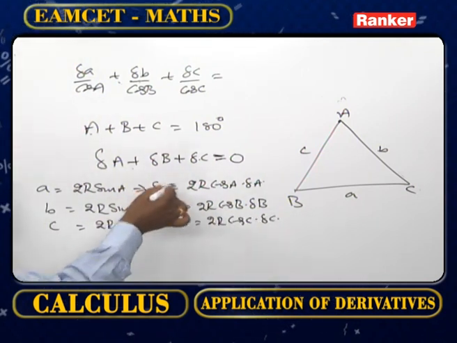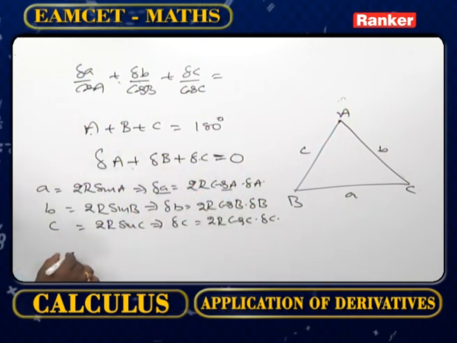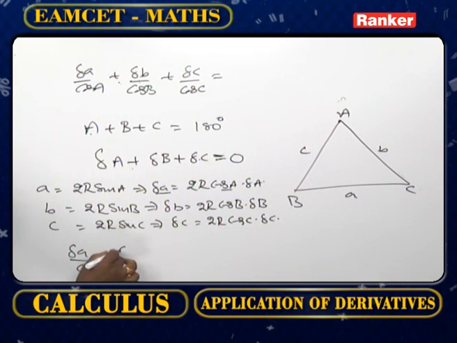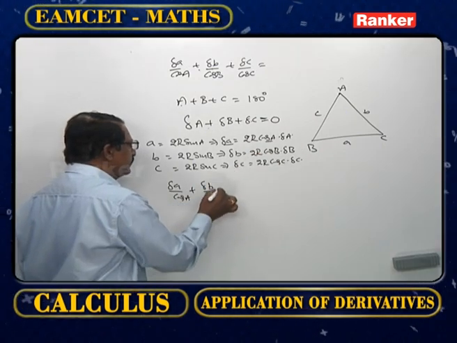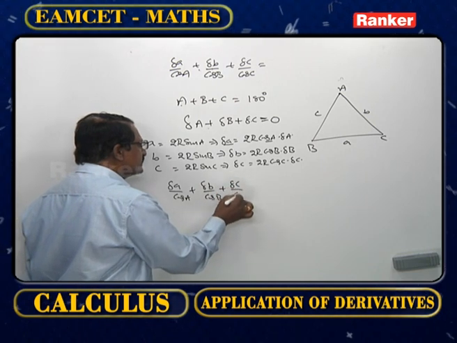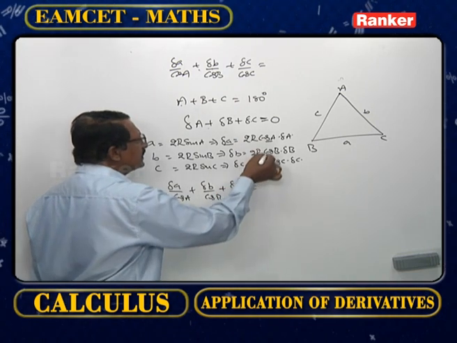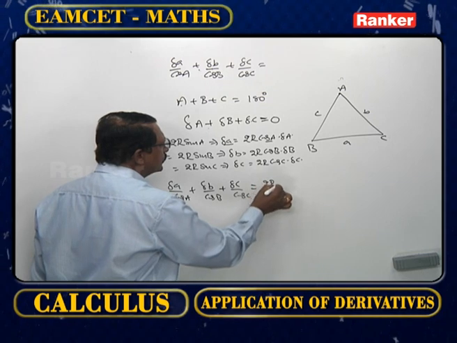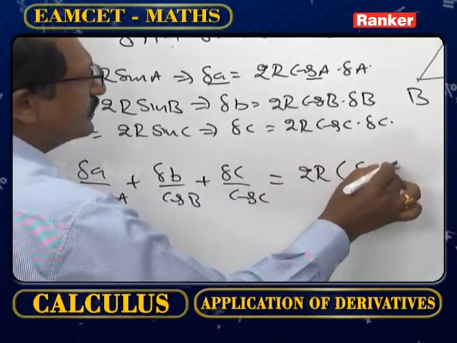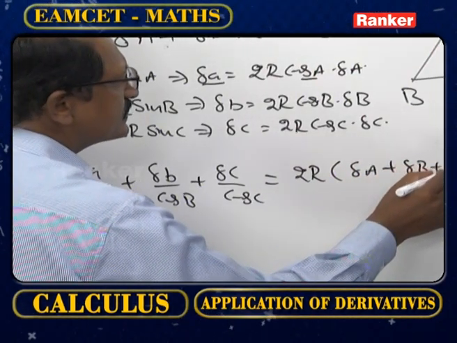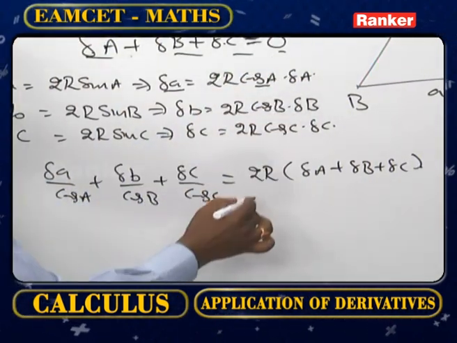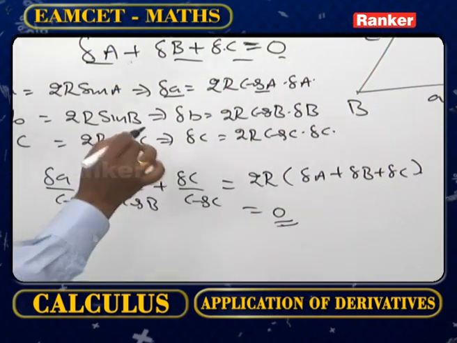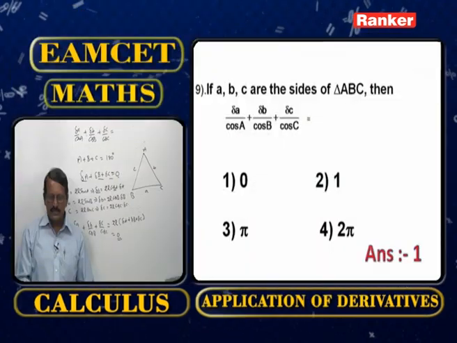Now δa/cos A + δb/cos B + δc/cos C equals, taking 2R common in the remaining terms, 2R(δA + δB + δC). But δA + δB + δC equals 0, so this completely equals 0. Now the first option is correct.